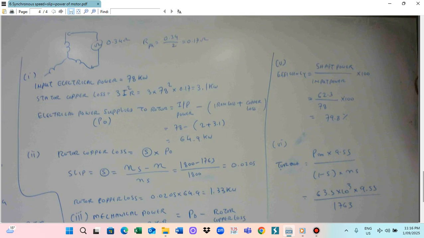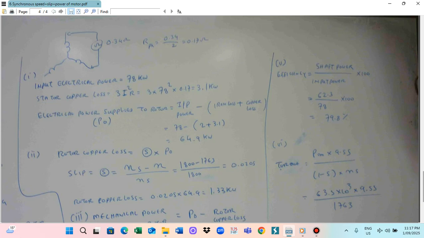The formula is input power minus iron loss plus copper loss. Then we substitute here. Input power is 78 minus iron loss and copper loss, which is 2 plus 3.1. So 78 minus 5.1, and you get 64.9 kilowatt. So this is the first thing we calculate.